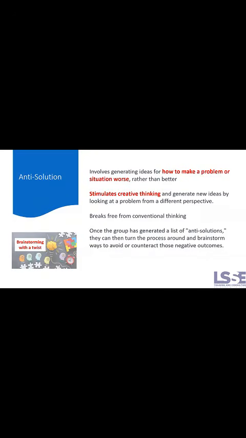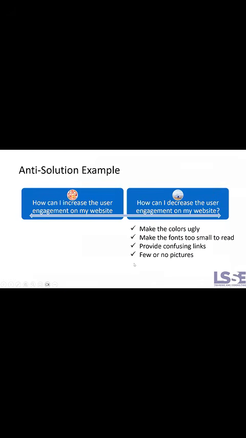So anti-solution involves generating ideas for how to make a problem or situation worse rather than better. And because of this flip way of thinking, it stimulates creative thinking, and it helps you generate new ideas. And you look at the problem from a different perspective. So you may want to consider anti-solution if you are working with a team and you're trying to brainstorm, but you run out of ideas and you want to get those creative juices flowing, then anti-solution might be a tool that you can consider. So let's look at an anti-solution example.